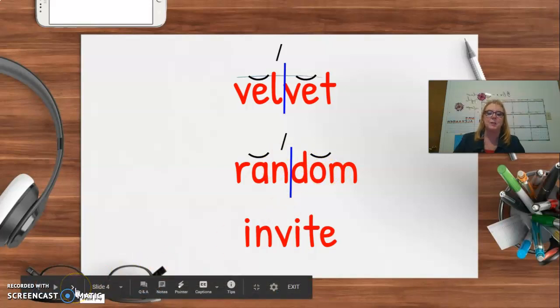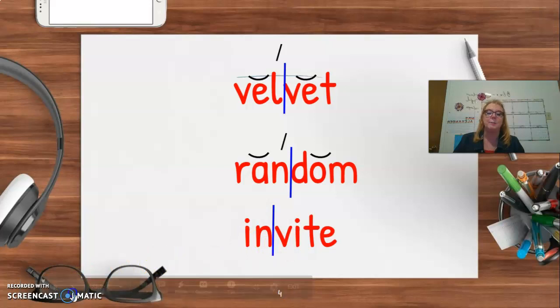Okay, the next word. Don't get tricked by this one. I see 3 vowels here. Remember, we're looking for 2 sounded vowels. And that E at the end is not sounded, it's silent. So we don't look at that one, we look at the sounded vowels. And we divide between the N and the V. Good job. Okay, accent the first syllable.